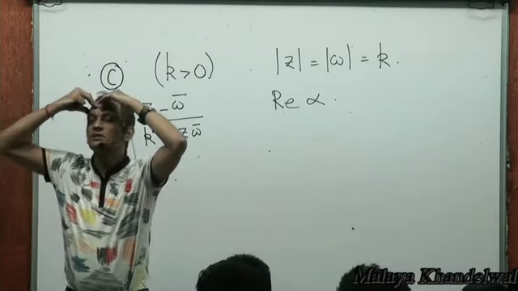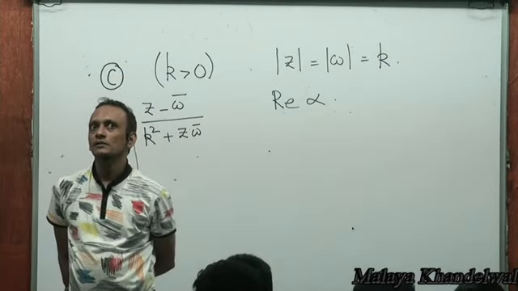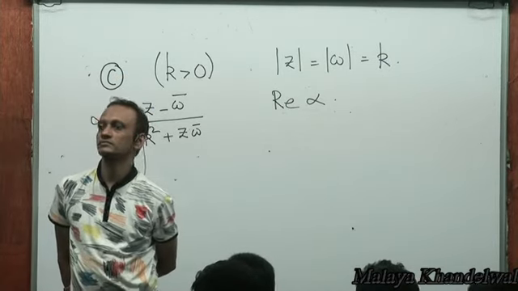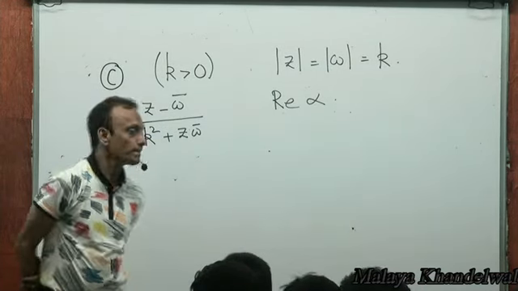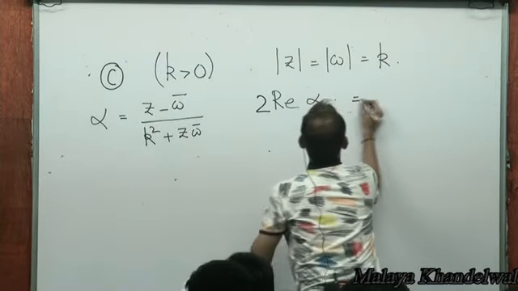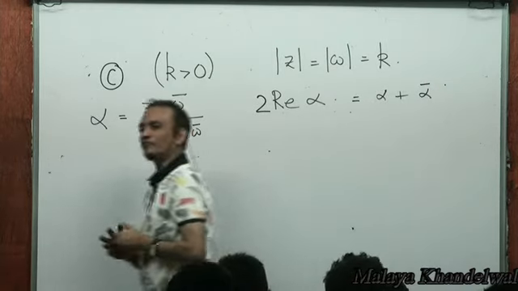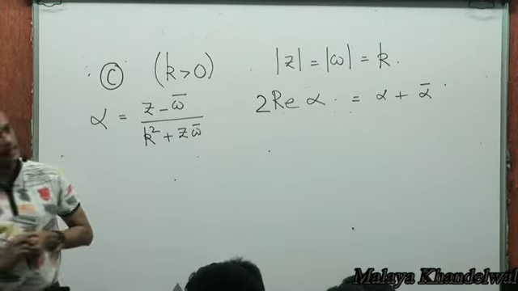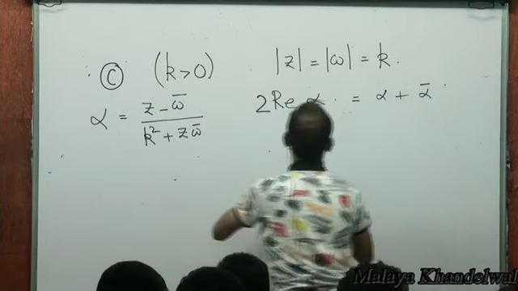Real value of a complex number is half of alpha plus alpha bar. Yes or no? Isn't it? So let me find twice real value of alpha, which is alpha plus alpha bar. Twice real alpha will be alpha plus alpha bar. Alpha is this.